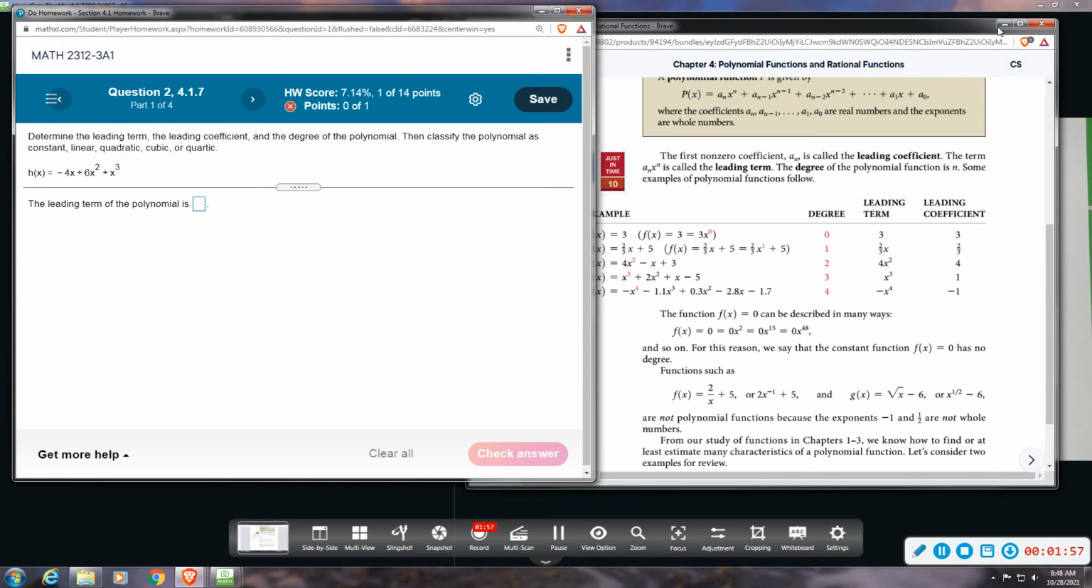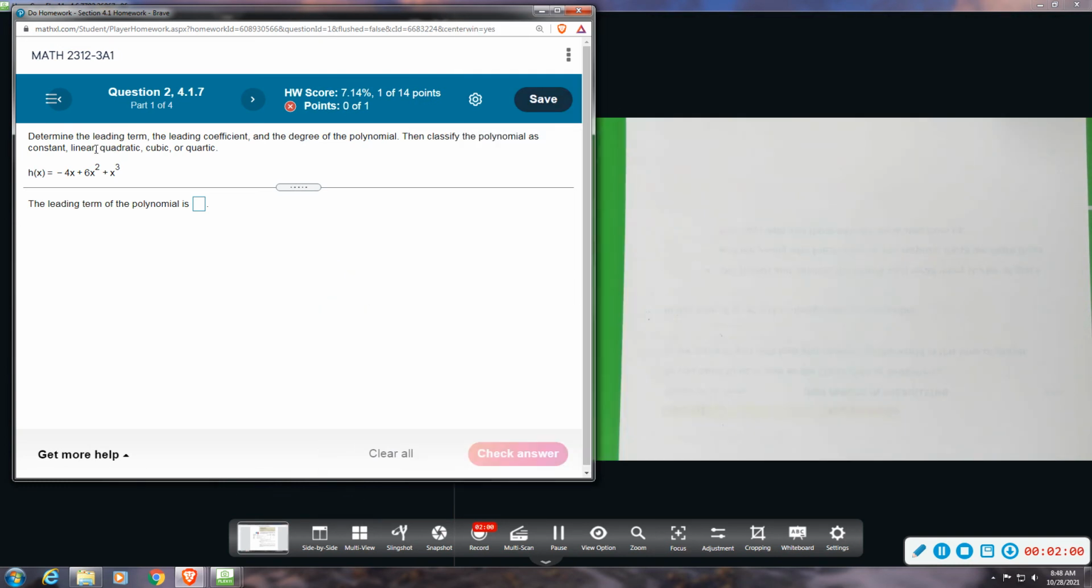Okay, so number 2, we want to determine the leading term, coefficient, degree, and polynomial classification, so everything we've just done. So looking at this expression, the highest exponent is a 3, okay? The leading term is going to be that whole term. It's not in order here, but it's going to be x to the third.